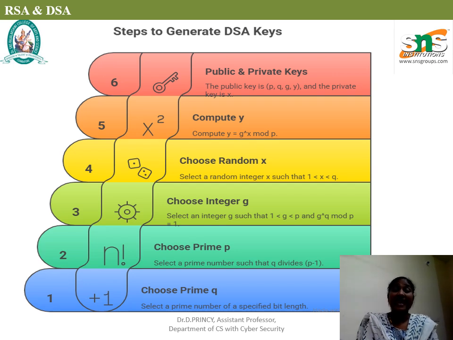Next, choose a random X. This is a random integer such that 1 less than or equal to X less than or equal to Q, the X value between 1 and Q. Next, based on the four values P, Q, G and X, we have to compute Y. So Y is equal to G power X mod P. Next, we have to generate the public and private keys. The public key is P, Q, G, Y and the private key is X.